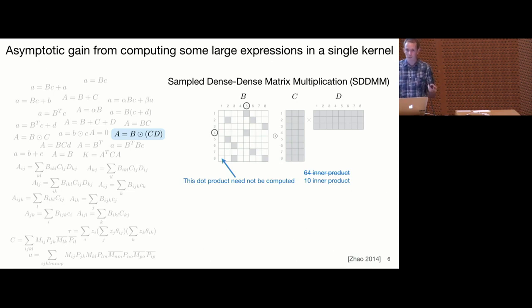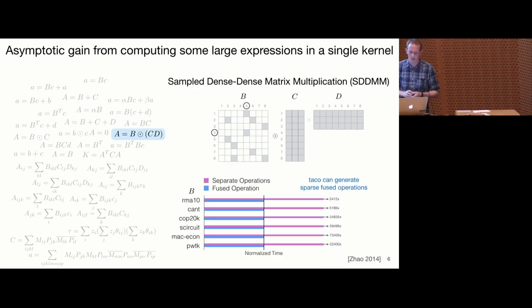But if you do this as binary expressions in a traditional library and first do the matrix-matrix multiplication, you do 64 inner products, store that in memory, and then you go and sample from it, you've done way too much work. And worst case, you're doing asymptotically too much work. So that's really bad, and this sort of software does not compose for performance.